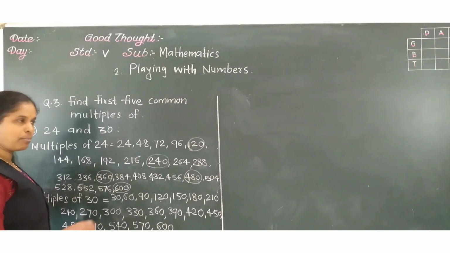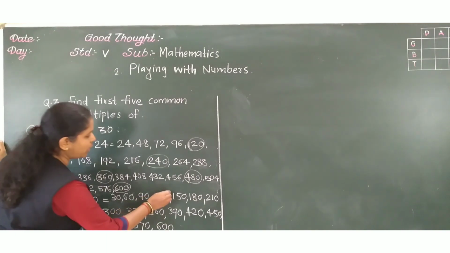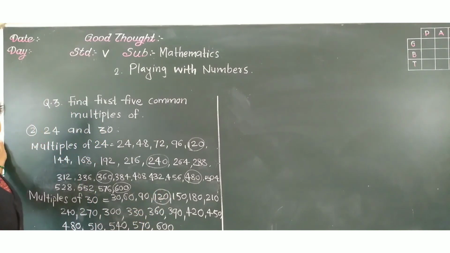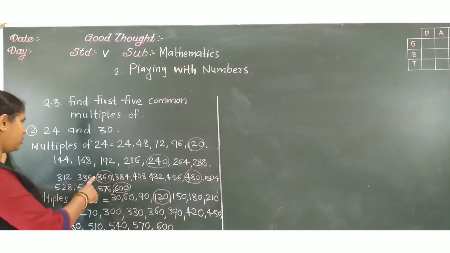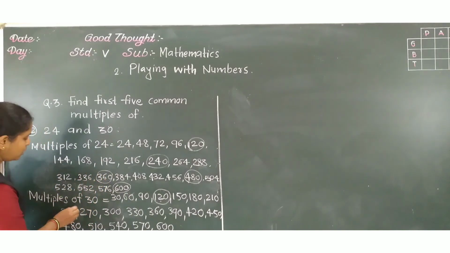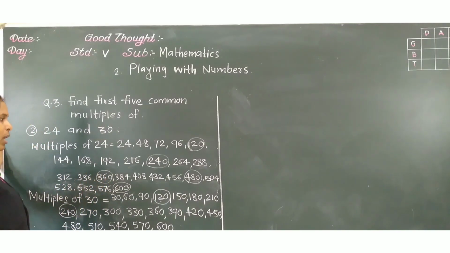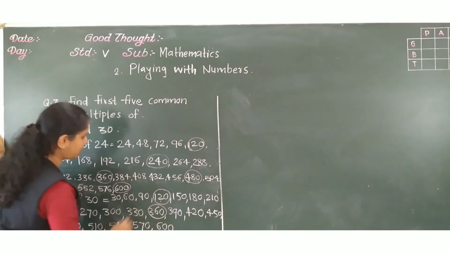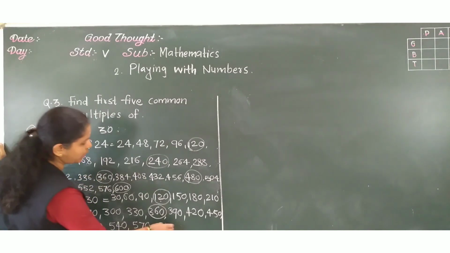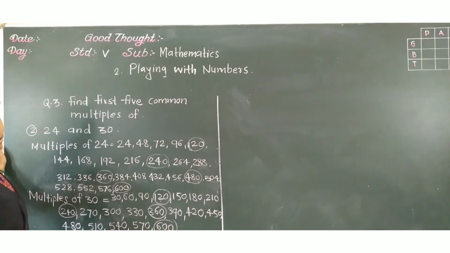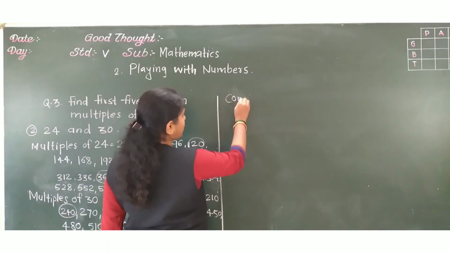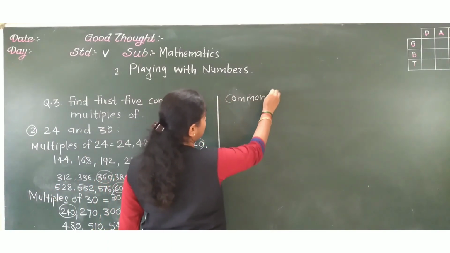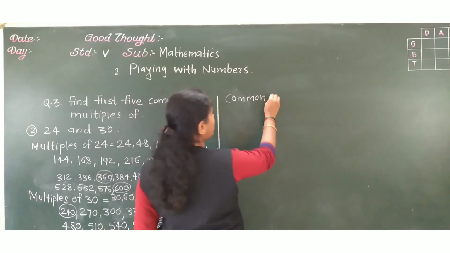So now which numbers did I find here? 120 is here also, in 30's table also. Then after that 240 is in 24's table and in 30's table also. After that I found 360 in both the tables. See, and then 600. Okay. So overall first 5 common multiples. So how to write? Common multiples. First 5 common multiples.